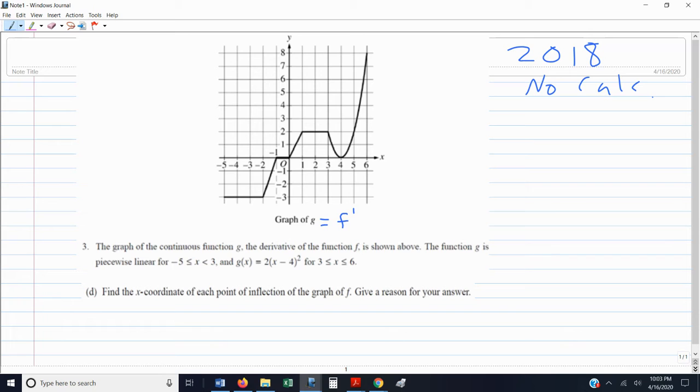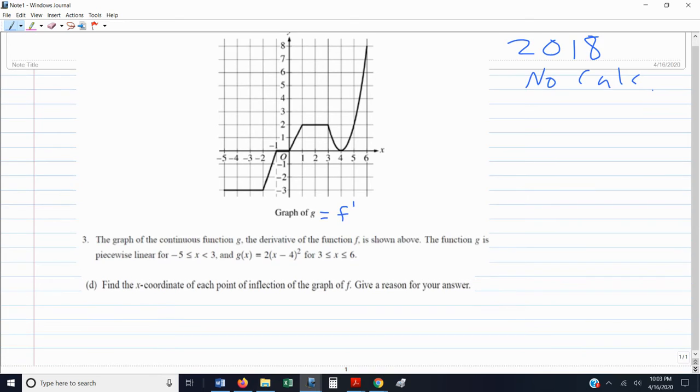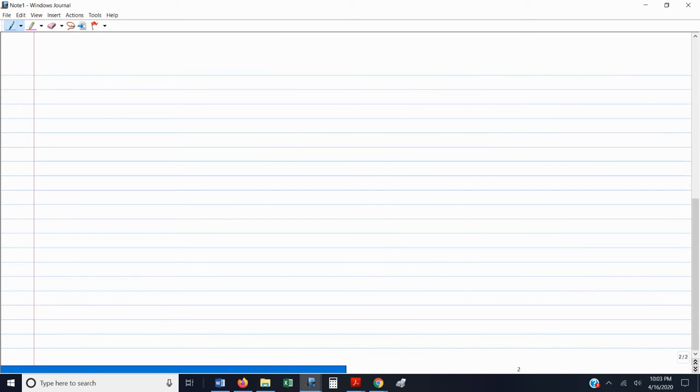Part D is asking for the x-coordinate of each point of inflection of the graph of f and to give a reason for your answer. If you want to pause and try this now on your own, that would be a great idea. And I am going to draw our diagram.